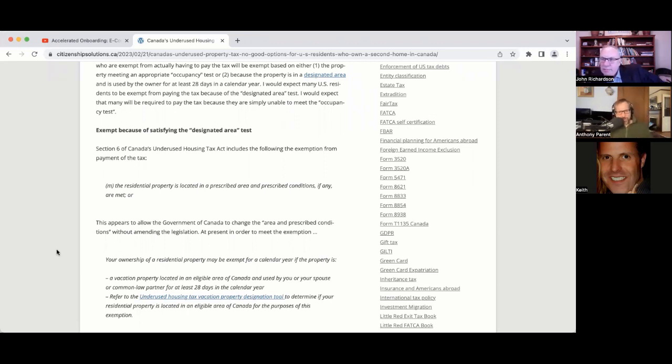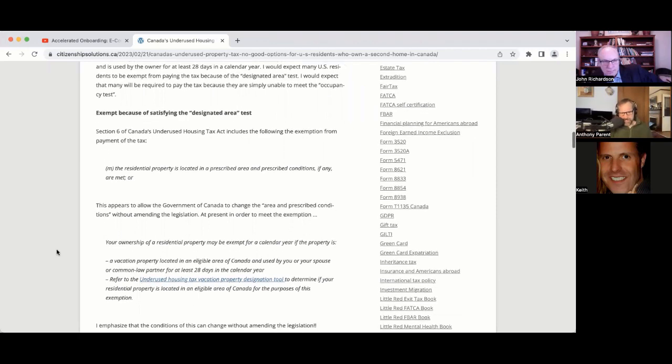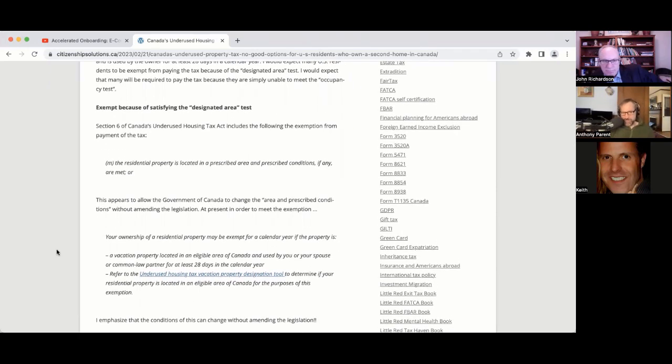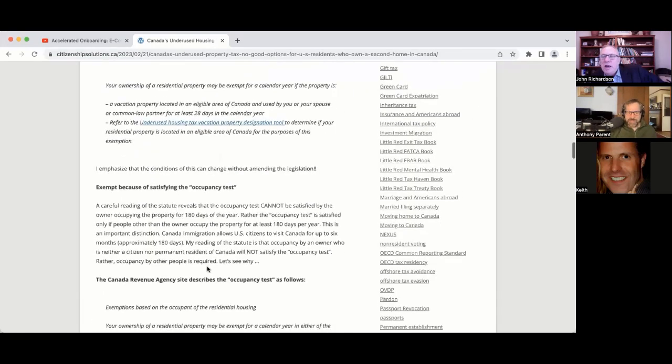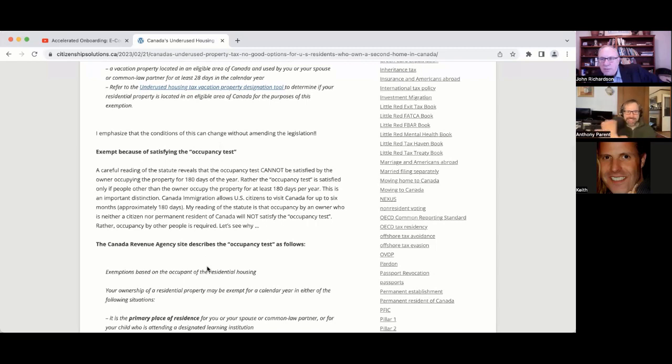Well, what about this exemption that I'm looking at right here, though? It says that it's only if your vacation property is in the eligible area. It has to be in a designated area. Okay. So have they listed these areas yet? Yeah. If you were to click on that, you put in a postal code and it will tell you. That's going to help some people.